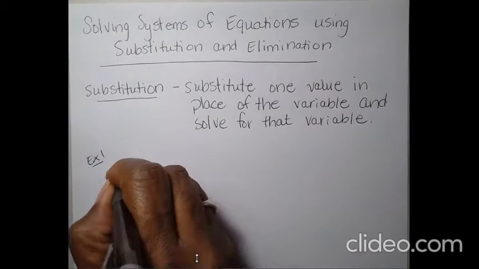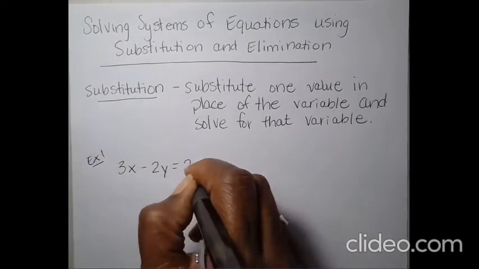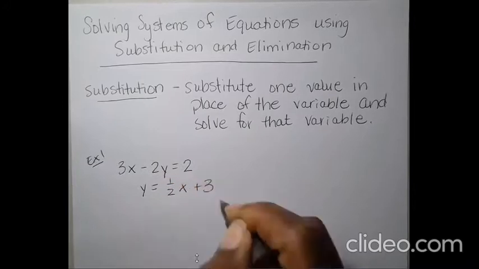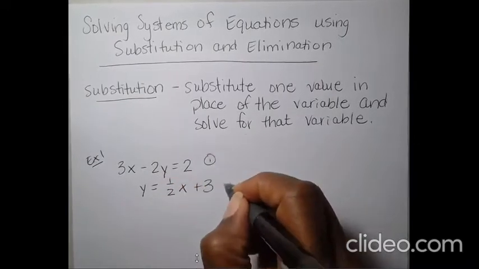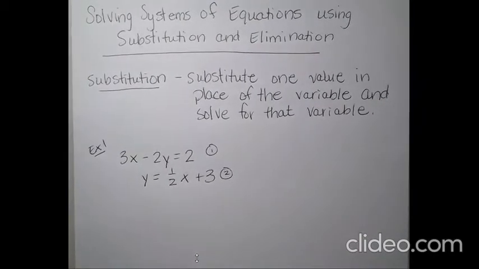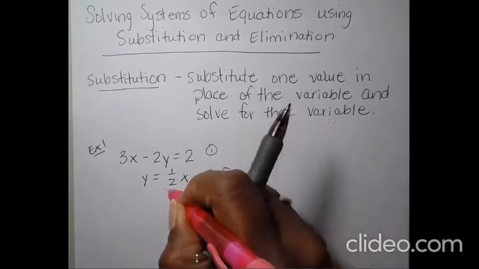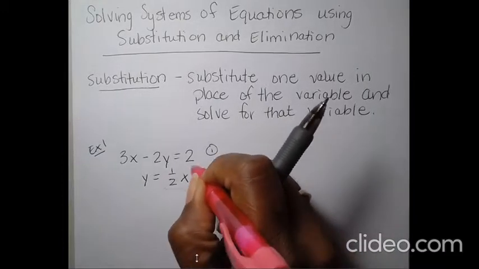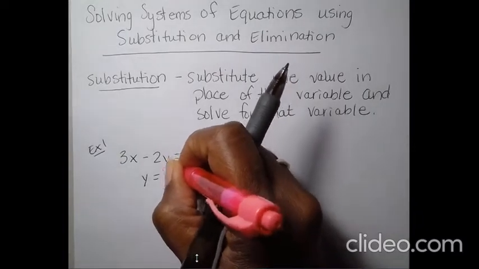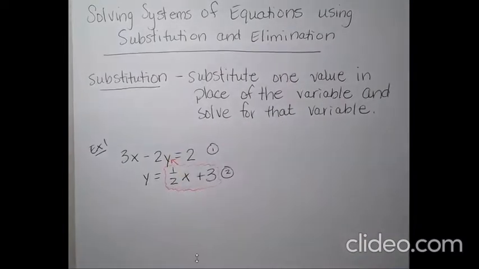Example 1, we have 3x minus 2y equals 2, and y equals 1/2 x plus 3. We're going to call this equation 1, and we can call this equation 2. In order to solve this by substitution, we are going to take this y equals and substitute this entire quantity, 1/2 x plus 3, in place of the y, because this says that y equals this.